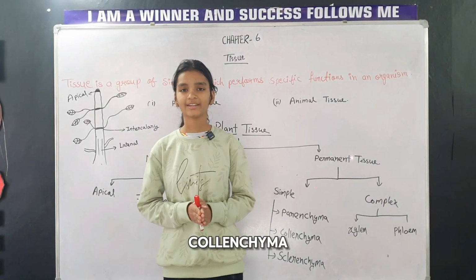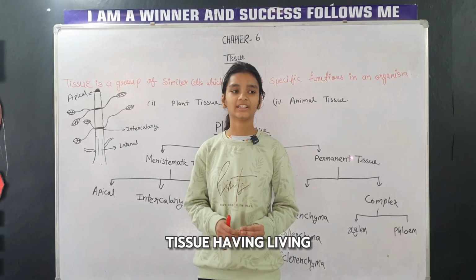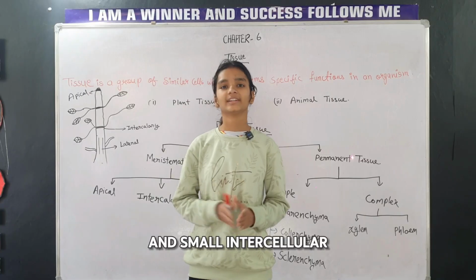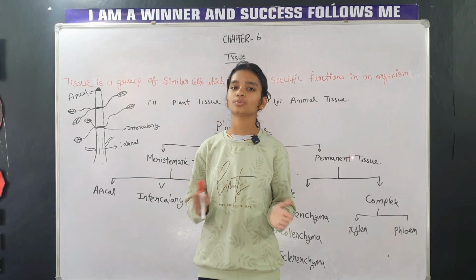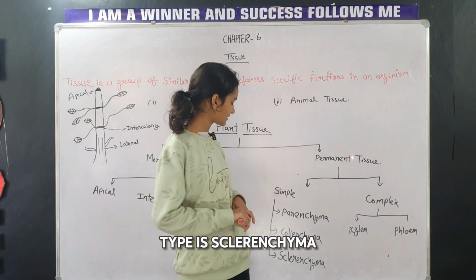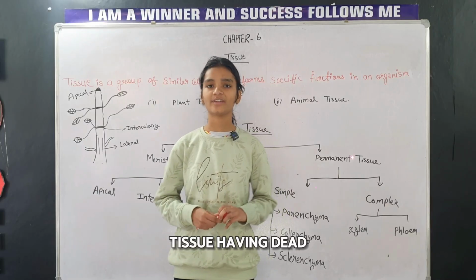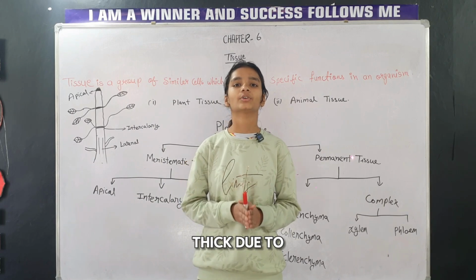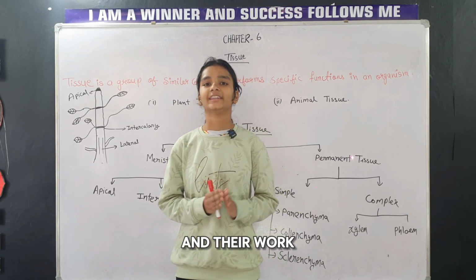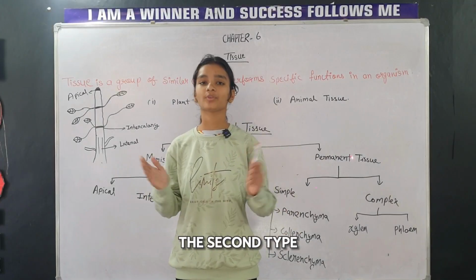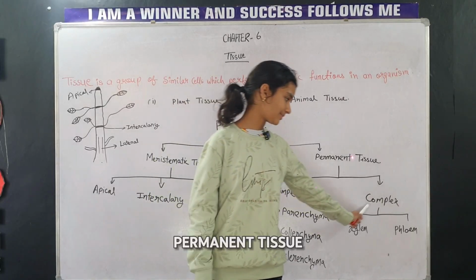Second type is collenchyma. It is a tissue having living cells, unevenly thickened corners and small intercellular space. Their work is to provide flexibility and mechanical support to the plant. The third type is sclerenchyma. It is a tissue having dead cells and thick cell walls. The walls are thick due to a chemical called lignin and their work is to make the plant hard and stiff.